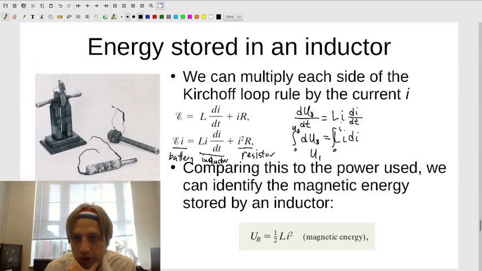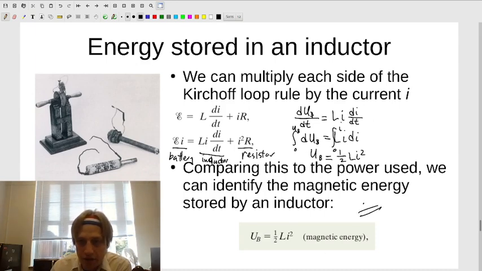And so I get that U_B, the amount of energy stored in the magnetic field of that inductor, is going to equal, well, you can just do the integral here. It's going to be 1/2 L i squared, and then subtracting off the bottom is going to be 0. Okay, so this is the amount of energy stored by an inductor, 1/2 L i squared. And you can compare that to the energy of a capacitor, which you may remember was 1/2 C V squared.